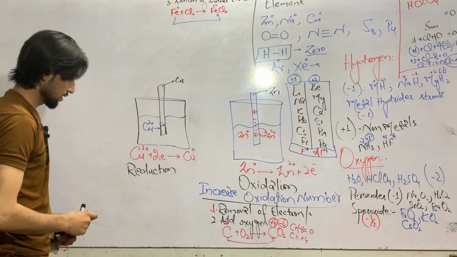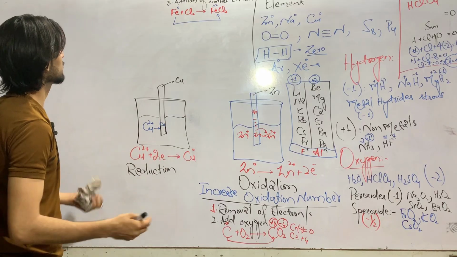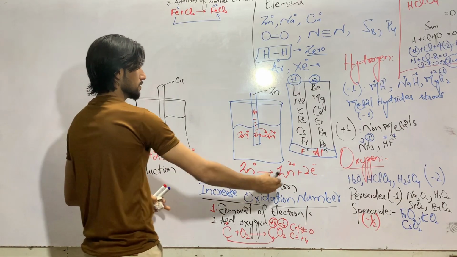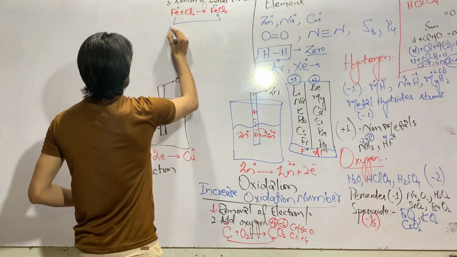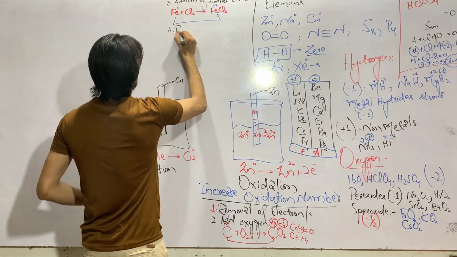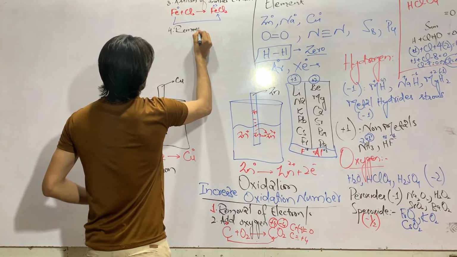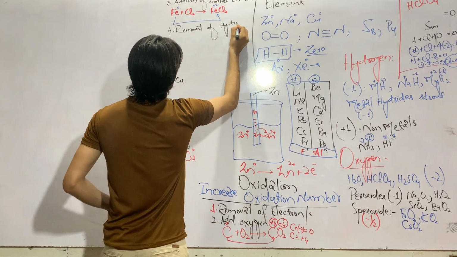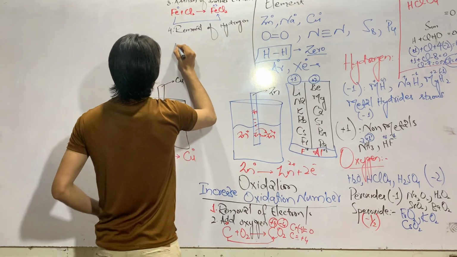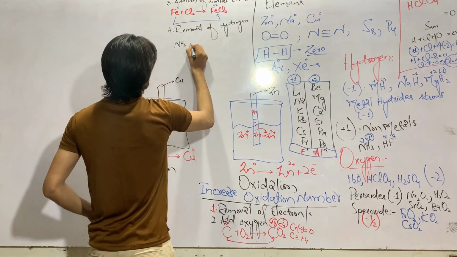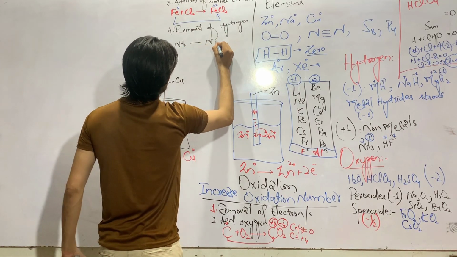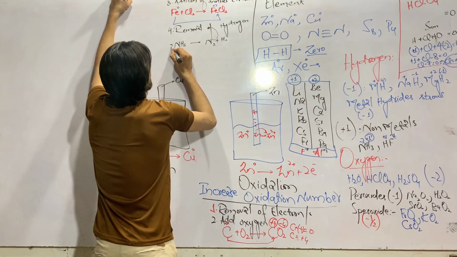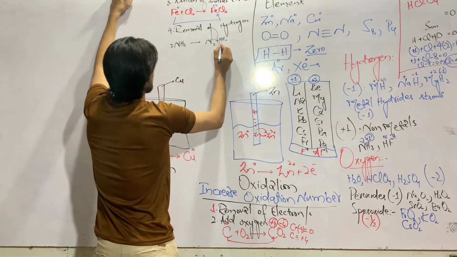These are the cases with the help of which I can oxidize a substance, I can increase the oxidation number. No, there is another way: by removal of hydrogen. Like here, you can see, suppose ammonia. I remove hydrogen from ammonia. What will I get? N2H2. Let me balance it.